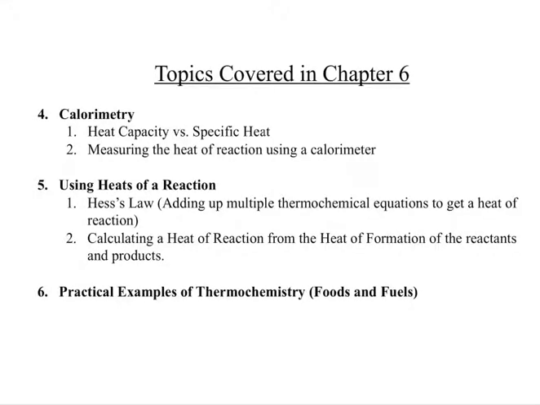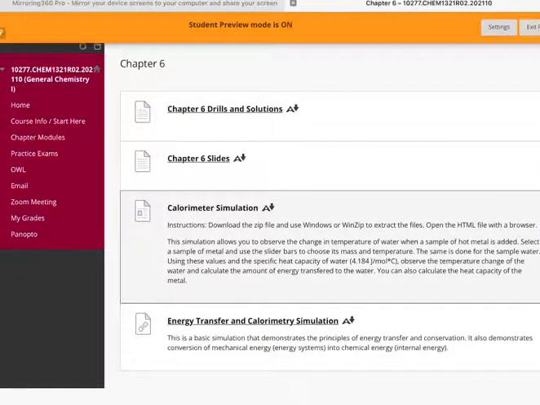So that takes you through what's covered in Chapter 6, and now we're going to look at what's available on Blackboard. In Chapter 6, we have our drills and solutions, and we have our slides. We also have a calorimeter simulation that allows you to work with a real calorimeter, and you can change different parameters to explore what actually winds up happening to the data that you get, the delta T you get. And we also have an energy transfer and calorimetry simulation that you can work with as well.